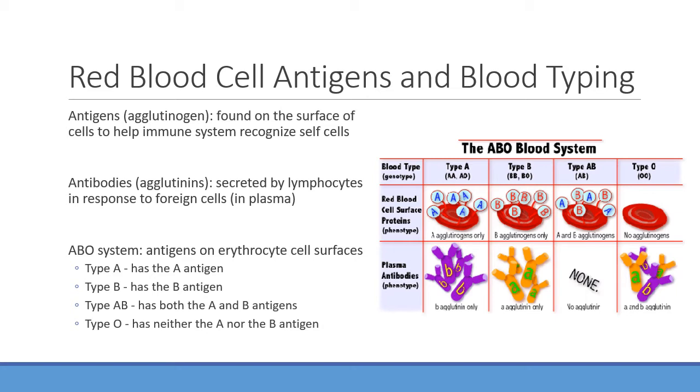But anyway, there are a couple of different main blood types. Anyone know what the different types are? A, B. I was hoping no one said C. I was really worried someone said C. Not a blood type.